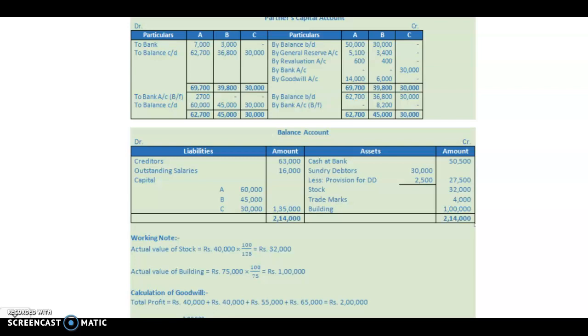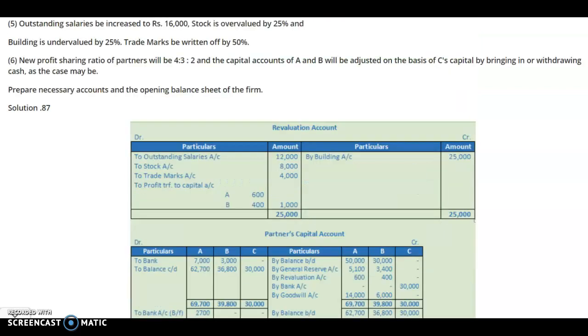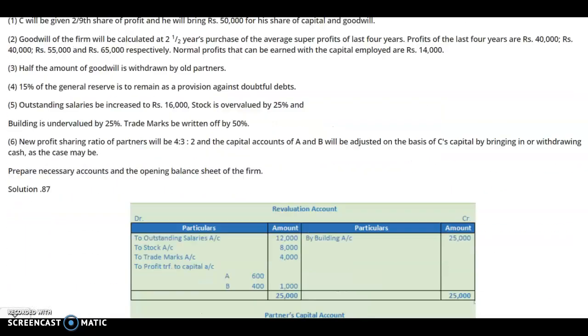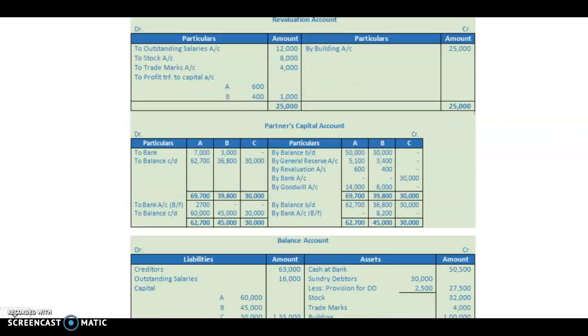You have to prepare the separate bank account with the opening balance, very simple, of 5,000. Very simple addition made by C, 50,000. Then capital brought in by B, 8,200. Then withdrawn by A, 2,700, on the credit side. 7,000 of goodwill withdrawn by A, 3,000 of the goodwill withdrawn by B, and the balance amounts to 50,500.